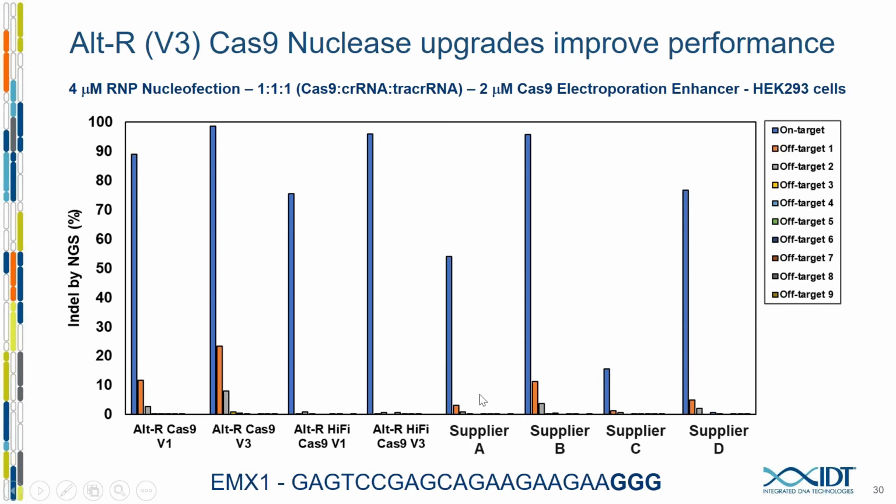And if we compare that to all these different suppliers of wild-type Cas9, you can see that there's a lot of variability. There's some that work sort of average, some that work very poorly, and then a couple that work pretty well. And what I would point out is that our V3 HiFi product is actually equal or better than both of these options while having much less off-target editing events.